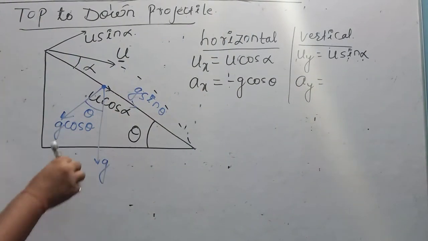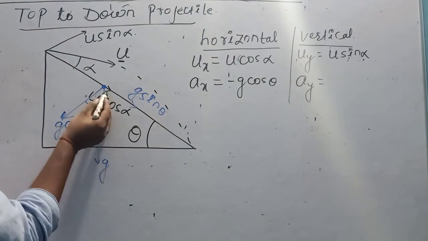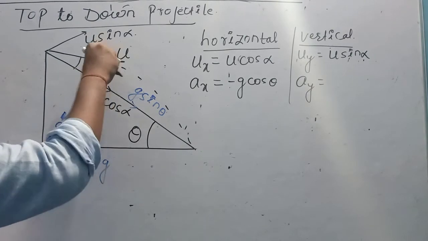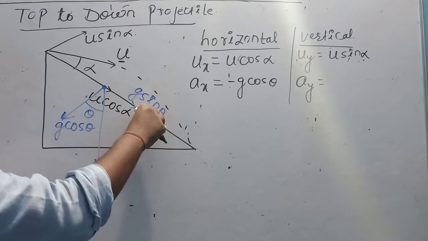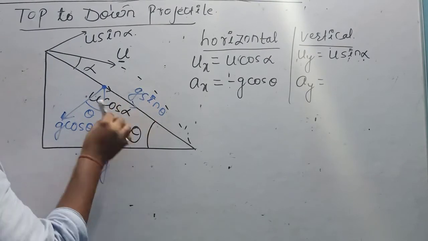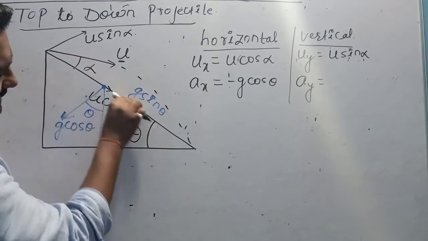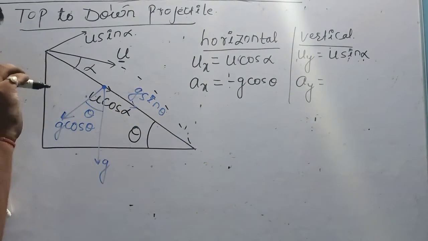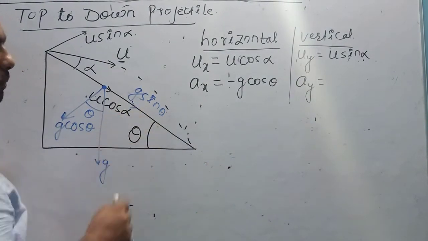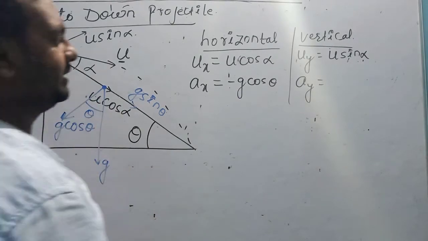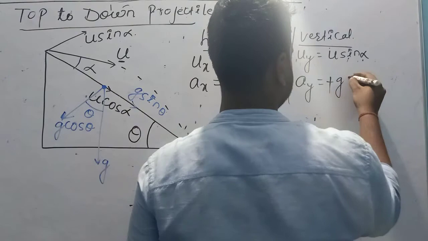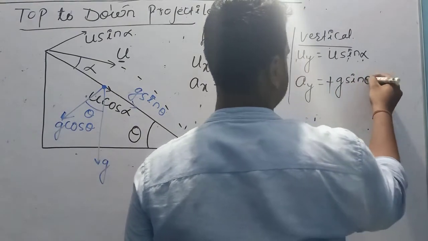Look here. The x component of initial velocity of projectile and x component of acceleration due to gravity both are in same direction. If velocity and acceleration both are in same direction, then we will write here a plus sign, that is g sin theta. This is only a change.